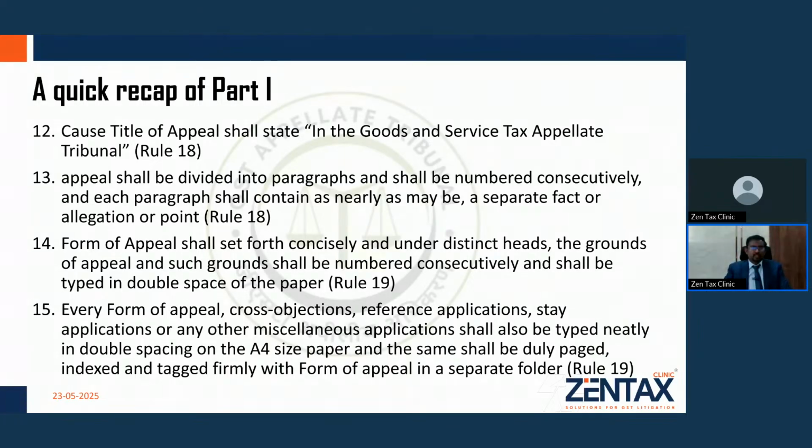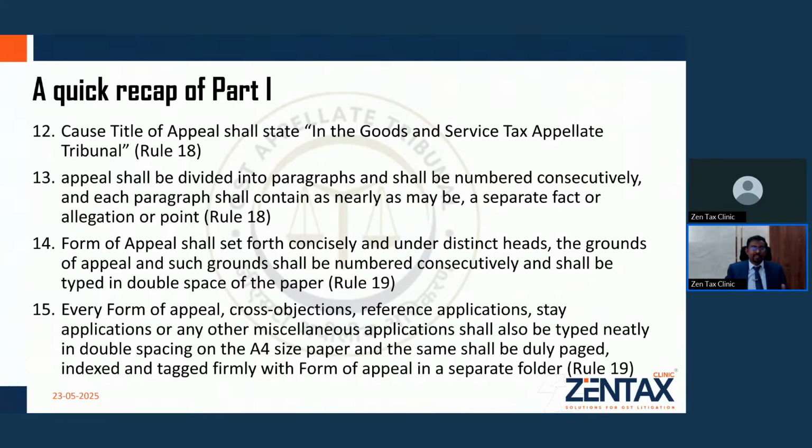Rule number 19 goes to say the form of appeal shall set forth concisely under distinct heads the grounds of appeal. The grounds of appeal have to be distinct from the facts, and the grounds shall be numbered consecutively and shall be typed in double space on the paper. So what is the spacing, whether it is spacing 1 or 1.5 or 2 spacing, needs to be given. And in what type, what should be the size of the paper? Should it be a full scale paper? Should it be a letter size paper, or should it be an A4?